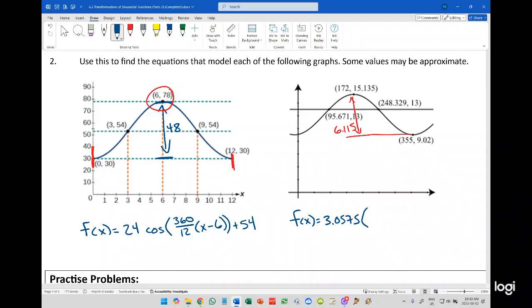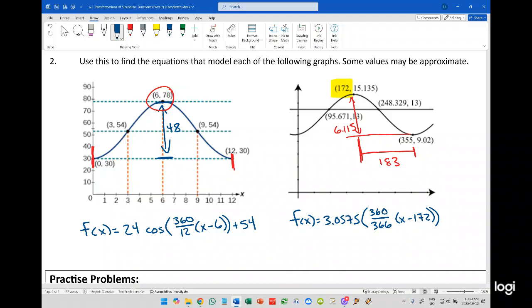All right, then the next part is to find the period. And I know that we have a peak here at 172 and a trough or a minimum at 355. So 355 minus 172 is 183. But since that's from a max to a min, not a max to a max, I have to double it. So double that, times 2, takes us to 366. The first peak is at 172, so I'll just do x minus 172.